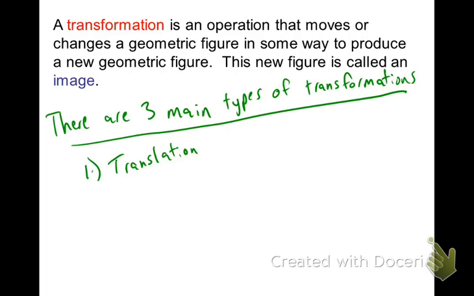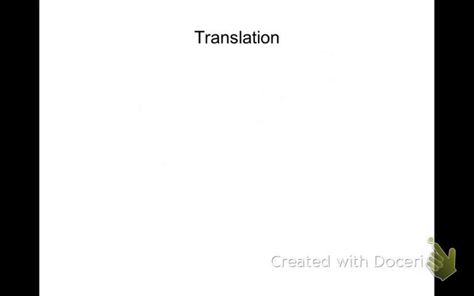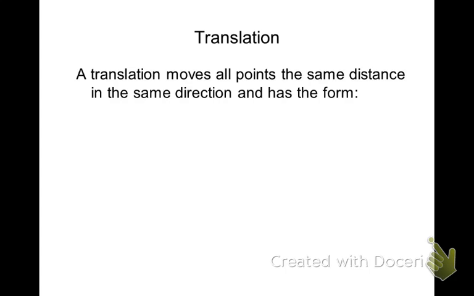So you'll have the original and then you'll have the image. The three transformations that we're going to work on most are translations, reflections, and rotations. We're not going to do them all today, but we are going to do a translation. And a translation moves all the points in the same direction and the same distance.